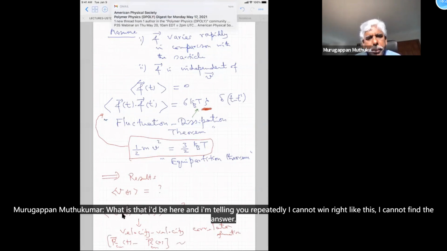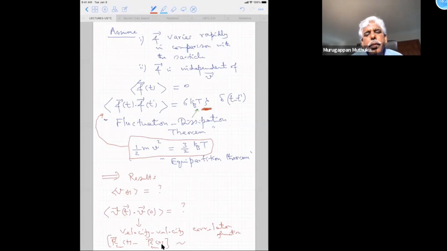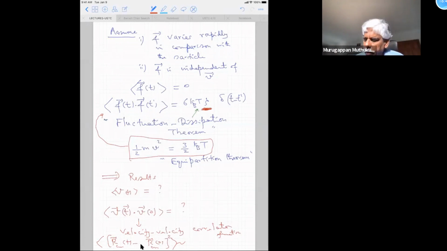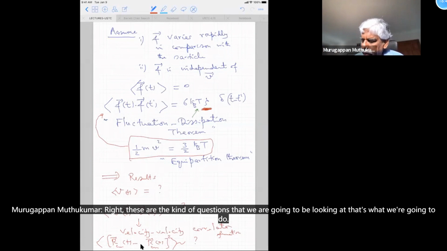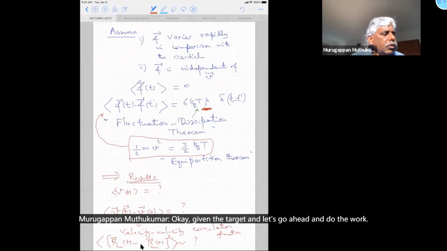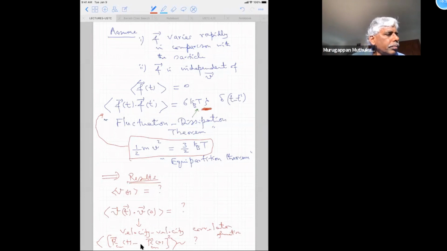As I'm telling you repeatedly, when I write like this, I cannot find the answer, because this is a stochastic problem. That means I have to think in terms of averages. Only in an average sense is it meaningful. So I can calculate the average of this quantity, and that quantity, and so on. These are the kind of questions we are going to be looking at. Given that target, let's go ahead and do the work.